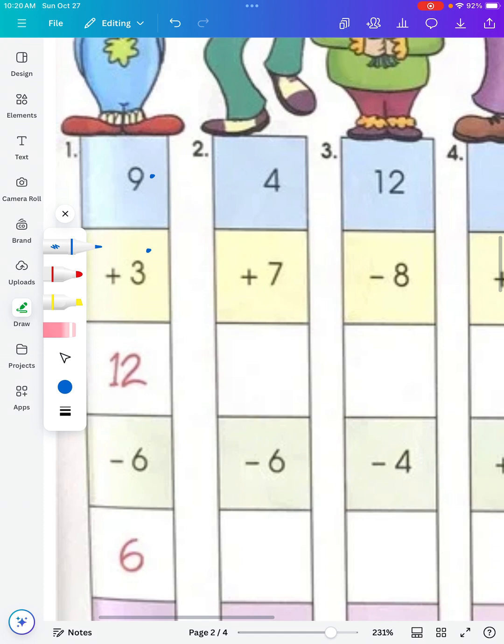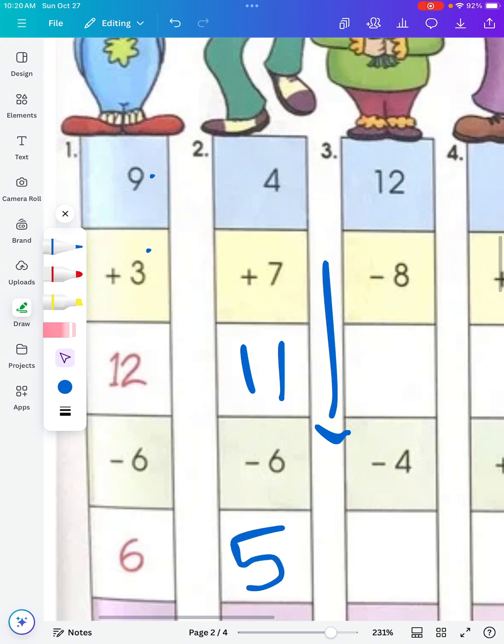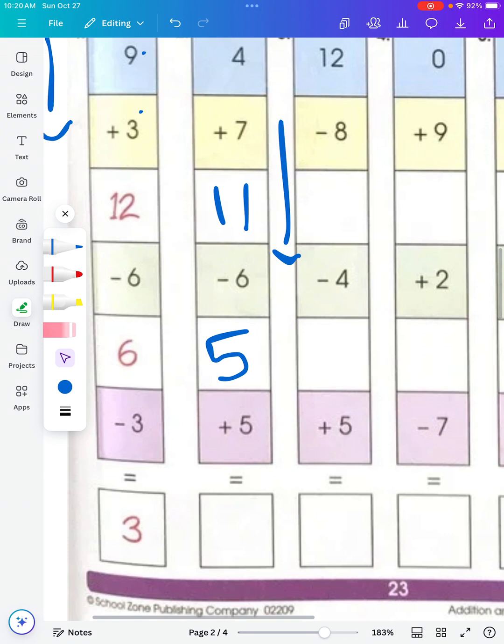4 plus 7 equals 11, and now 11 minus 6, because we're reading down. Now 11 minus 6 equals 5, and you need to be careful answering these questions because if you get the previous answer wrong, then your whole entire thing is wrong. But now 5 plus 5 equals 10.